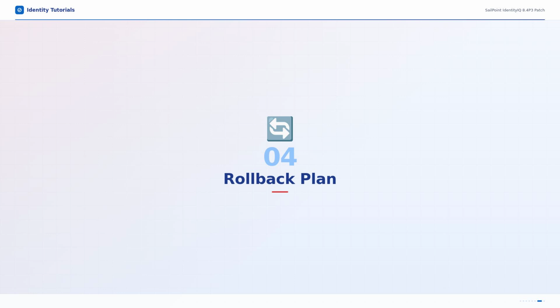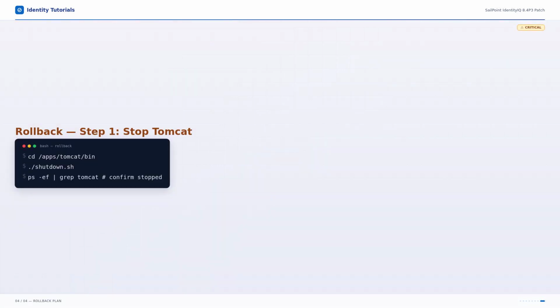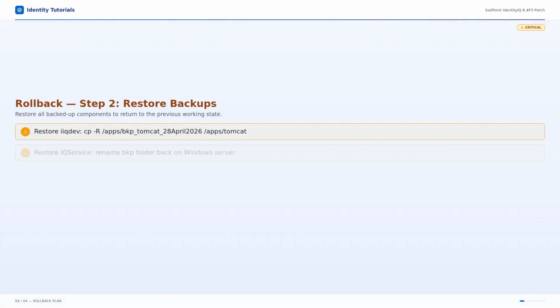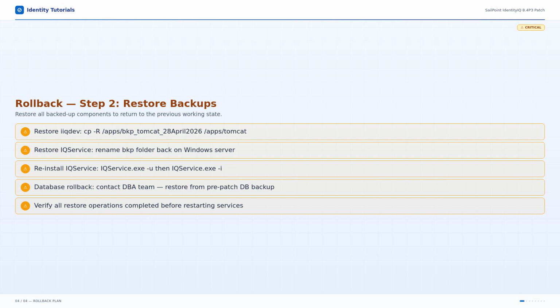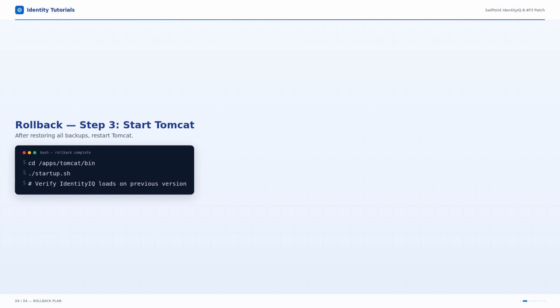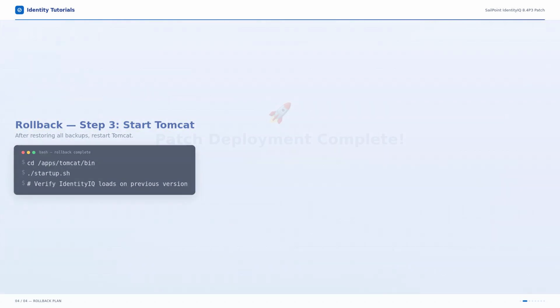Section 4, The Rollback Plan. If anything goes wrong, here is your safety net. First, stop Tomcat with shutdown.sh. Restore the IIQ dev folder from your Tomcat backup. Restore the IQService folder on the Windows server, and have your DBA team restore the database. Once everything is back in place, start Tomcat again with startup.sh.